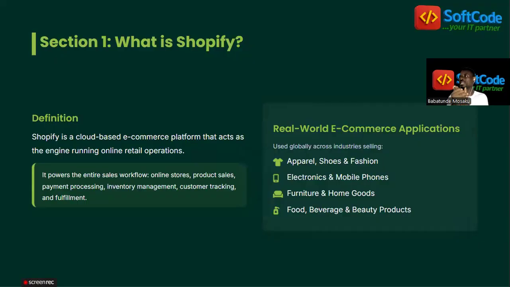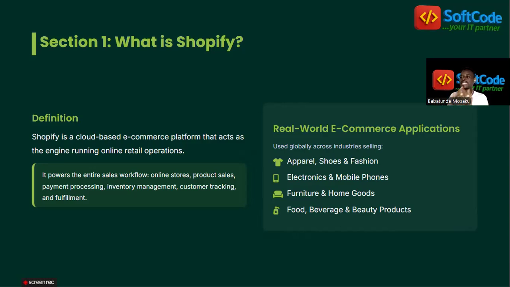So what is Shopify? So Shopify is a cloud-based e-commerce platform that acts as the engine running online retail operations. In a nutshell, that is just what it is. Like I've mentioned, everybody's going to cloud. Now it's actually cloud-based. Okay. It's not going to be on-prem. Of course, if it is on-prem, then we won't be talking about it anyway.